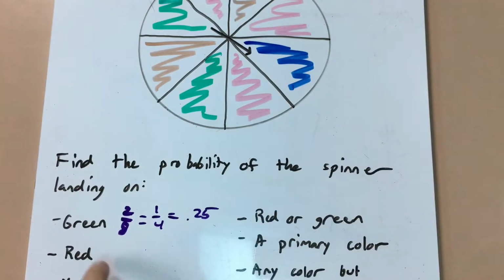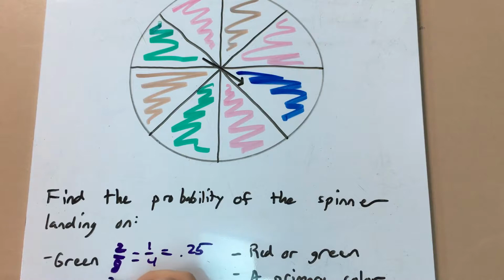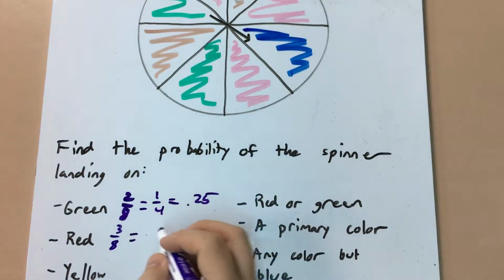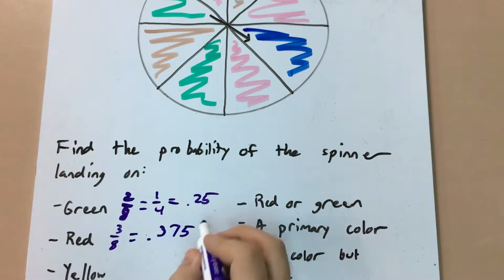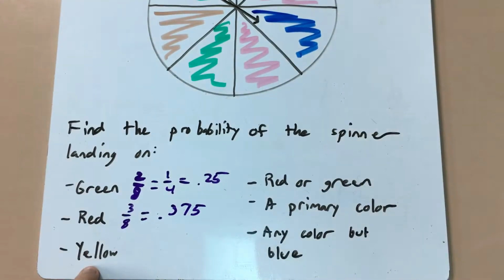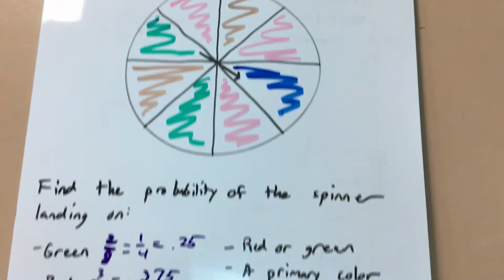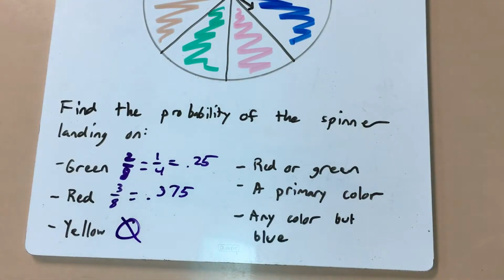Now, for it landing on red, there are 1, 2, 3 red sections out of 8 total sections in this spinner. There's no way to simplify that, but I will go ahead and write out the decimal form, which is 0.375. Now down here, the probability of landing on yellow, as we can see, there are no yellow sections. So no matter how many times we spin the spinner, we will never ever land on yellow. And I will go ahead and say that that probability is 0 or nothing, or however you want to think of that.